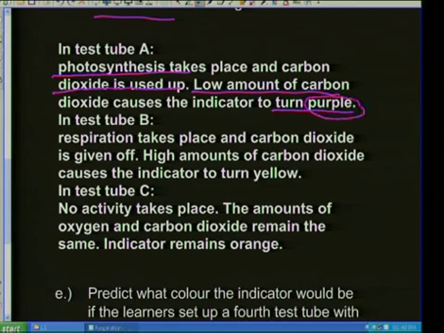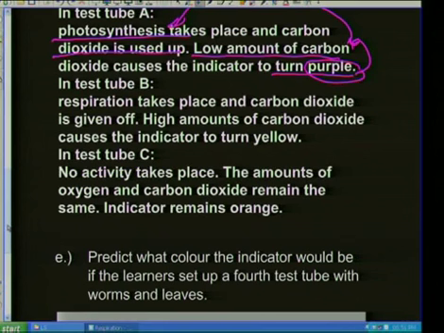So what have we done? We've worked backwards. Why did it become purple? Because there's a low amount of carbon dioxide. And the next question, why was there a low amount of carbon dioxide? Because photosynthesis uses up the carbon dioxide. You're working in reverse.